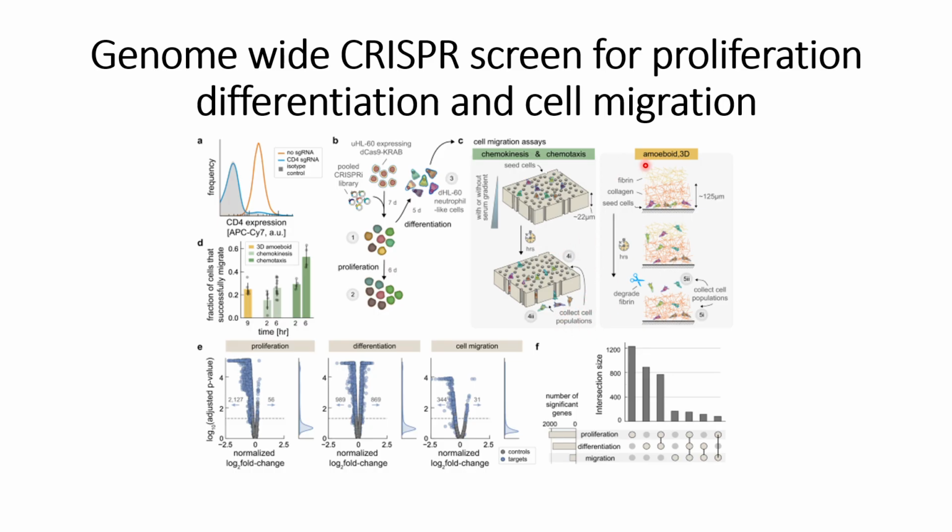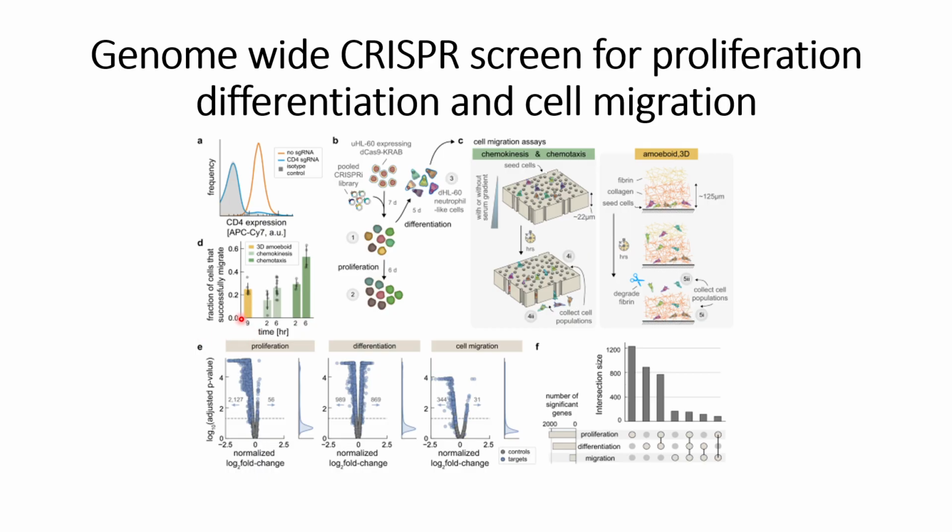And in the case of the 3D assay, they seed the cells in a collagen and fibrin matrix of 125 micrometers, allow the cells to migrate in the matrix, and then collect these cell populations and study which genes cause these cells to migrate.